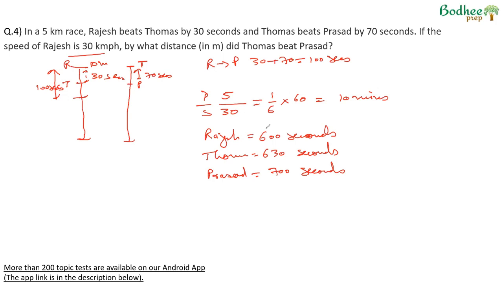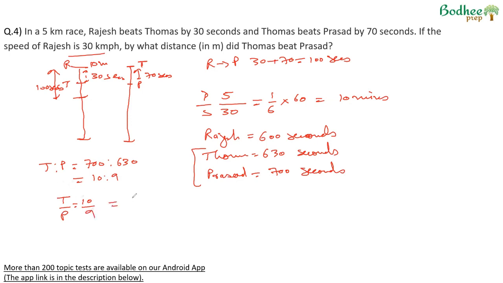Now, from here we can say that ratio of speed of Thomas and Prasad will be inverse the ratio of time to do the same distance. Thomas does the distance in 630 seconds, Prasad does it in 700 seconds. Therefore, ratio of speed will be 700 is to 630, which is 10:9. And therefore, ratio of speed of Thomas and Prasad is 10:9.